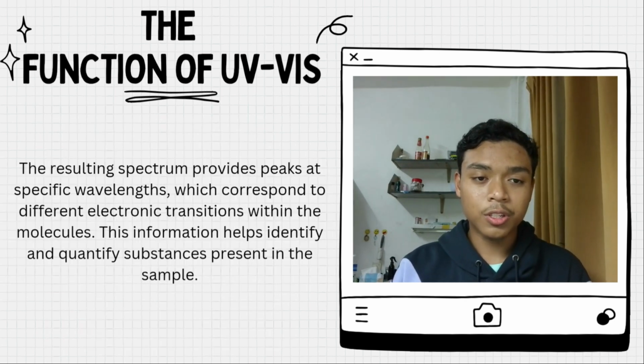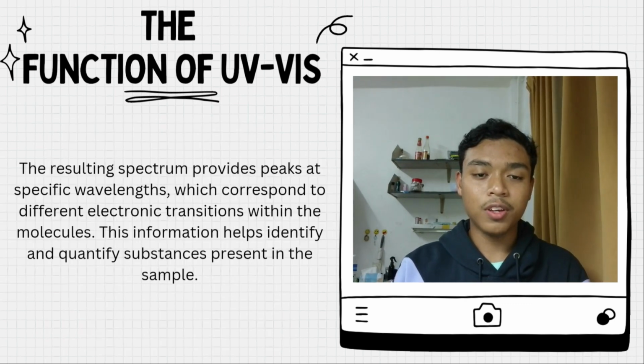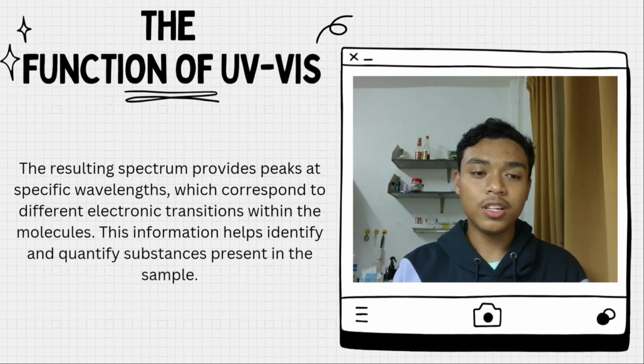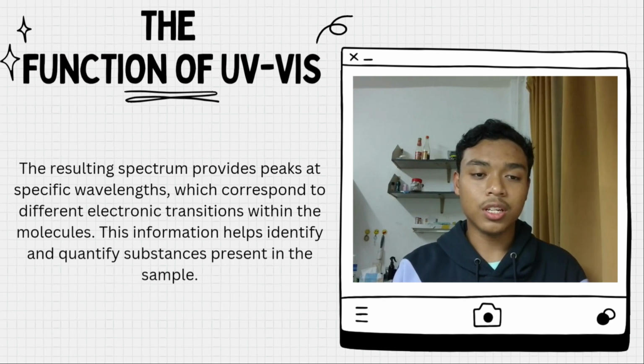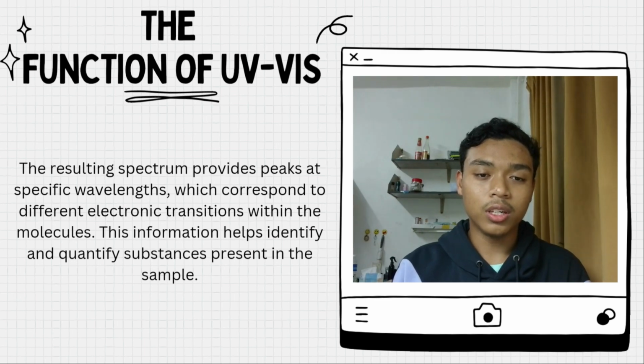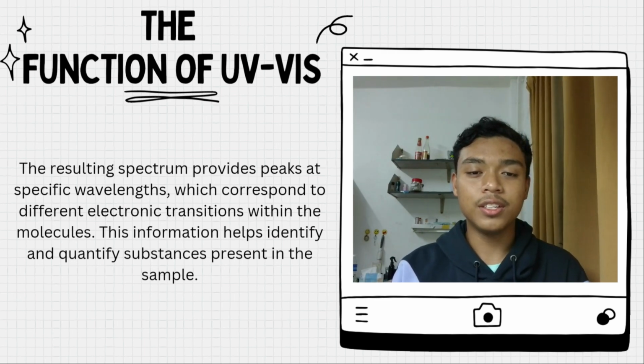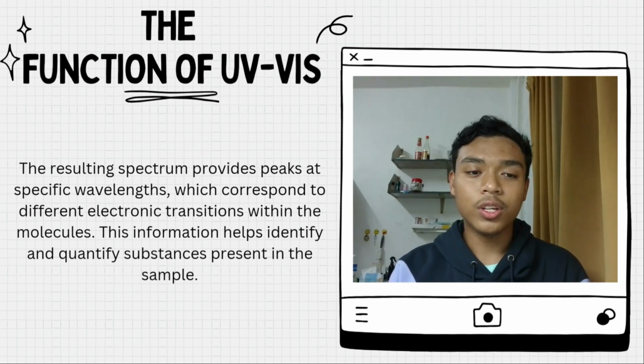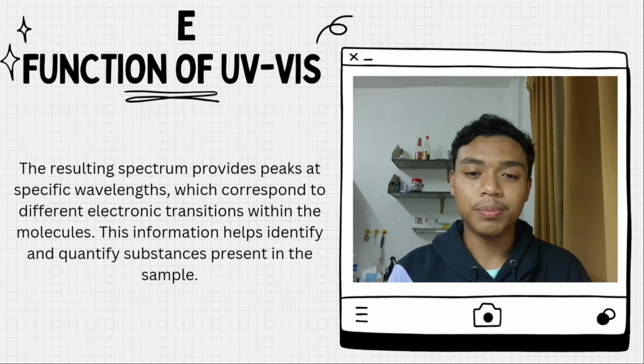The resulting spectrum provides specific wavelengths which correspond to different electronic transitions within the molecule. The information helps identify and quantify substances present in the sample.